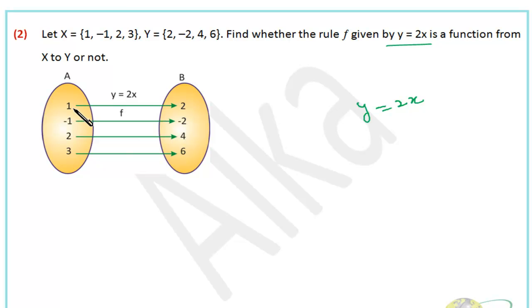Now image of 1 is what? 2. Image of -1 will be -2. If x is -1, y will be -2. Image of 2 is 4. Image of 3 is 6.